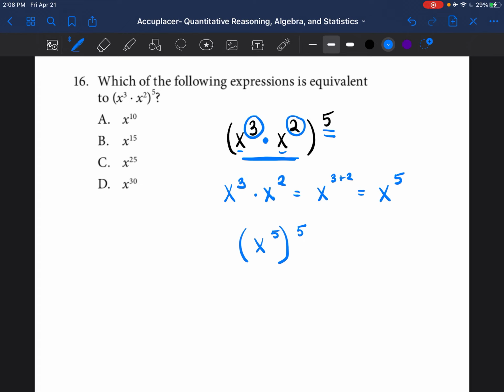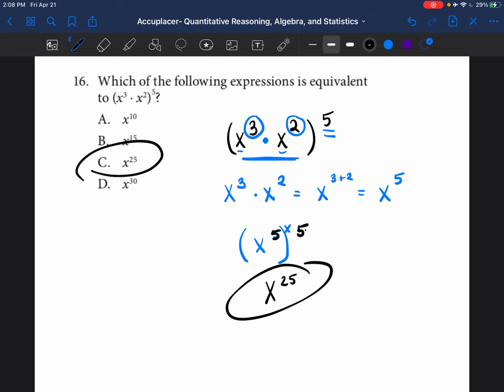And the simple answer is that you just multiply the exponents. When it's outside of the parentheses, you multiply. So 5 times 5, which would be 25, it would be x to the 25th power. And so our answer is going to be C.